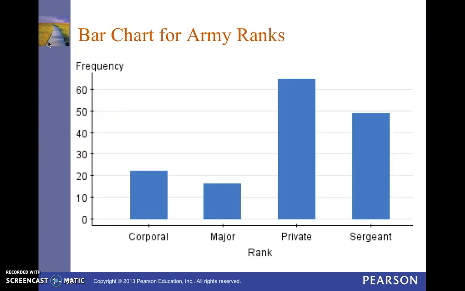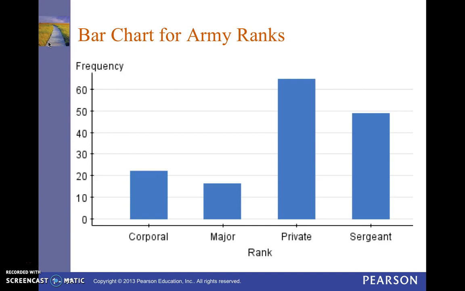So let's look at a bar chart for Army ranks. So once again, remember categorical data is to display categories. So this would be a way we might display the frequency of, say, corporals, majors, privates, and sergeants within, say, a company or a battalion in the Army. Notice the difference between a bar chart and a histogram. Notice these bars are not touching, and that's because this is categorical data. In a histogram, the data is numerical, so it would be continuous in the way that it's spread out, but not the case for a bar chart.